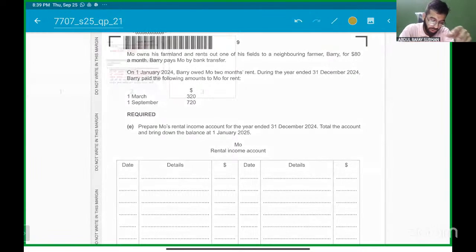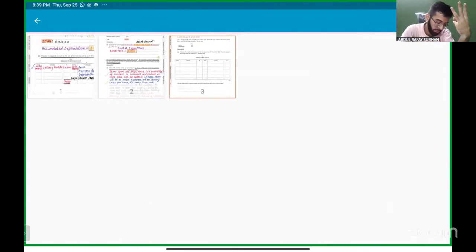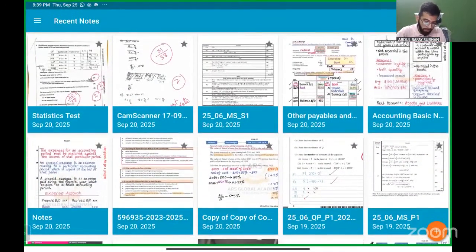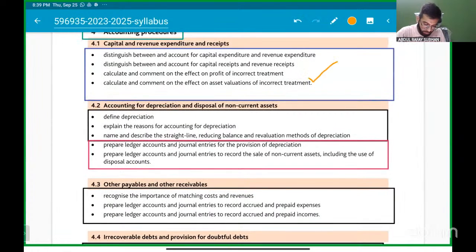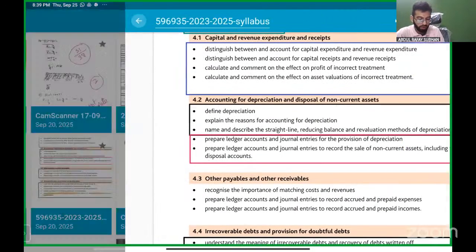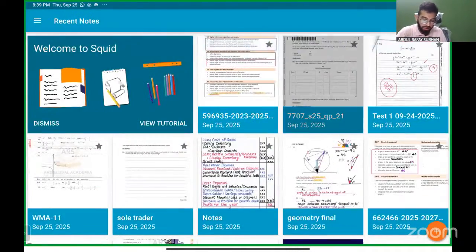This one question is a perfect example of 3 topics being merged from the syllabus perspective, which was basically capital and revenue expenditure, depreciation, and other payables and receivables. Okay. Is everyone getting it? Understanding, students? So that is what happened.